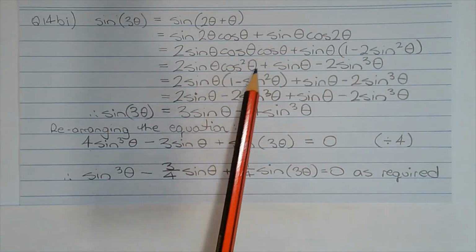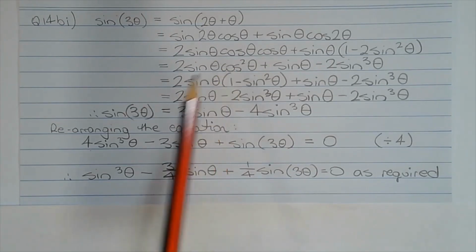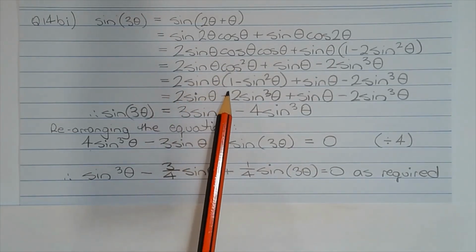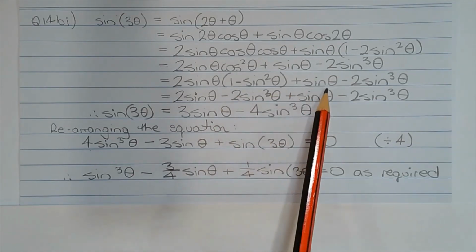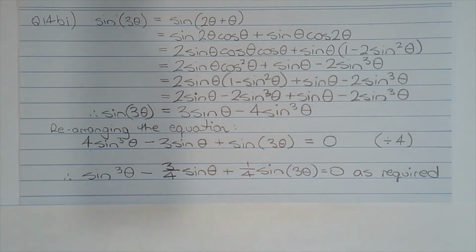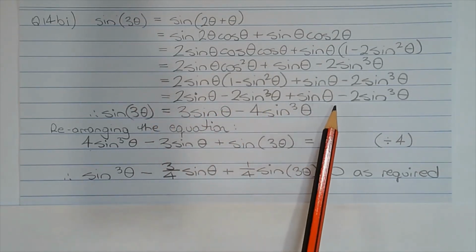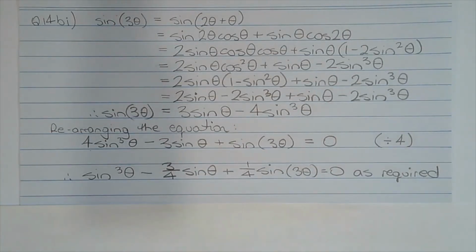And expressing cos squared theta in terms of sine squared theta using a Pythagorean identity, that equals 2 sine theta outside of 1 minus sine squared theta plus sine theta minus 2 sine cubed theta. And expanding the brackets, that equals 2 sine theta minus 2 sine cubed theta plus sine theta minus 2 sine cubed theta. So collecting the like terms, we get sine 3 theta is equal to 3 sine theta minus 4 sine cubed theta.